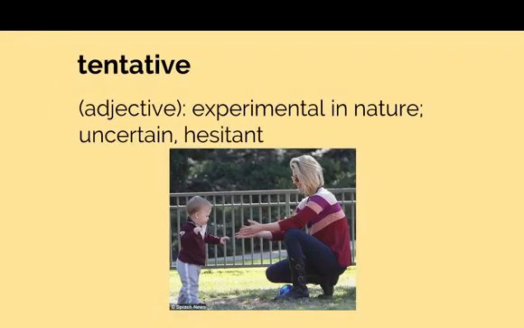Next we come to tentative, which is an adjective as well, meaning experimental in nature, uncertain or hesitant. So here we have an example of a baby trying to take his first step. He's really tentative because he's unsure of himself. At this stage in your academic career, you probably have a tentative career plan, or you might tentatively know where you will apply to college. You have ideas, but you're not really sure, and those ideas could change in the future.